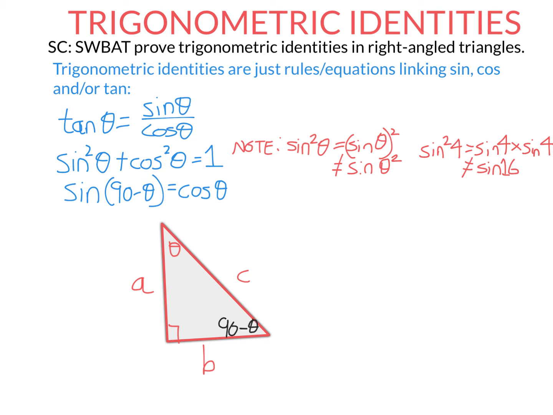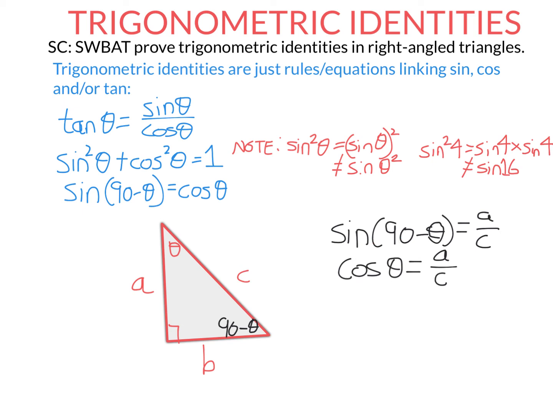So let's go ahead and prove this. This angle is 90 minus theta. Sine of this angle is opposite over hypotenuse. But then cos of theta, cos of this angle, is adjacent over hypotenuse. So sine of 90 minus theta is A over C. Cos of theta is also A over C. So of course, what that means is sine of 90 minus theta is equal to cos theta. We've proved it. That's it. Just a couple of lines there and we're done.